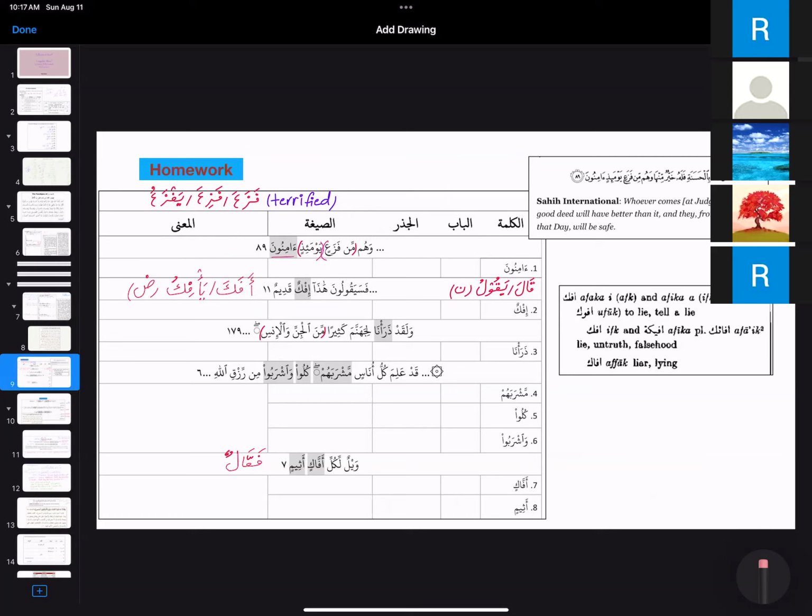Okay, so what else over here? Ifkun is afaka yafiku, right? This is also Mahmoozul Fa. Fasayaquluna, and soon they will say haza ifkun qadim. So these are the fabrications from the past, like they used to say about the Quran, right?